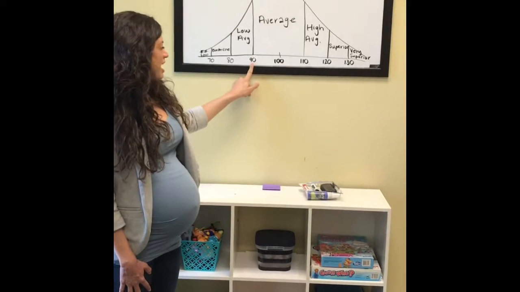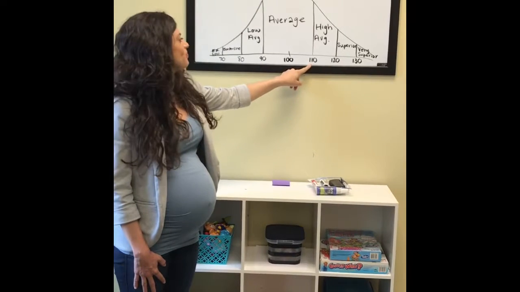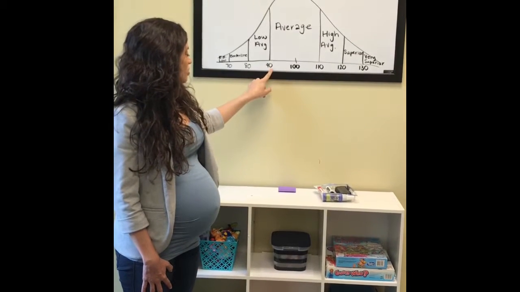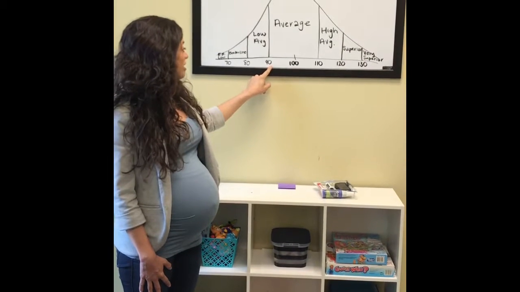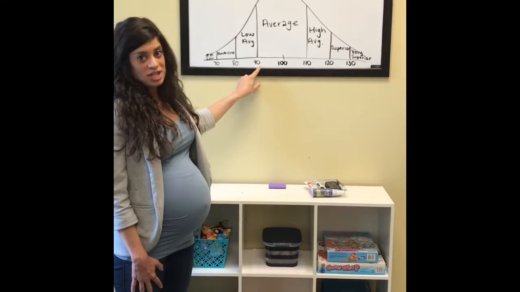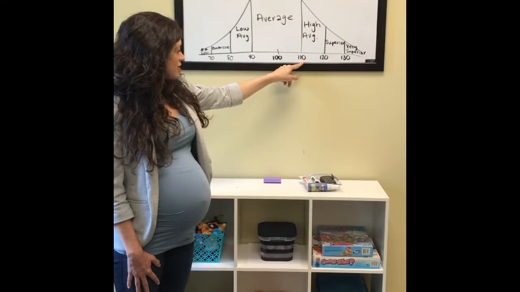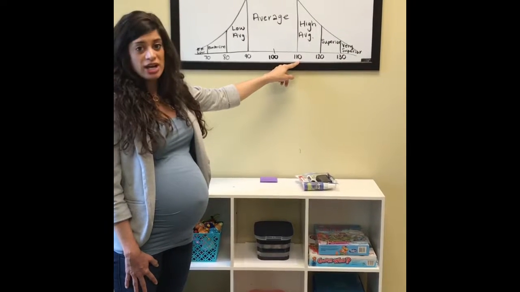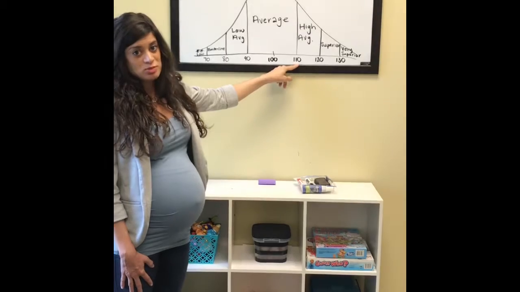Scores that fall between 90 and 110 comprise the average range. A score of 90 corresponds to the 25th percentile. That means if your child has a score of 90, they've scored higher than 25% of their same age peers. A 110 corresponds to the 75th percentile. So if your child has scored a 110, they've scored higher than 75% of same age peers.